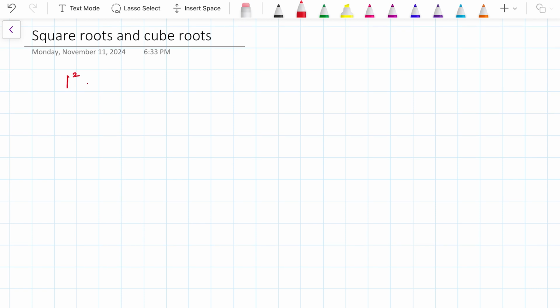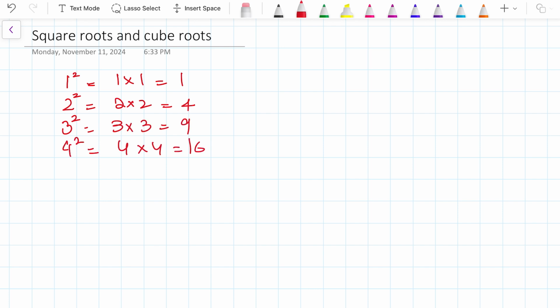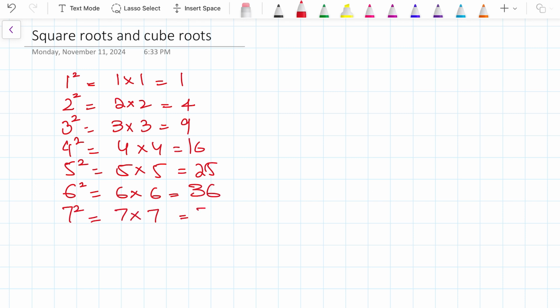Alright, so 1 square means 1 into 1, which is 1. 2 square means 2 multiplied by 2, which is 4. 3 square means 3 multiplied by 3, which is 9. 4 square means 4 into 4, which is 16. 5 square means 5 into 5, which is 25. So I'm writing down squares up till 20.